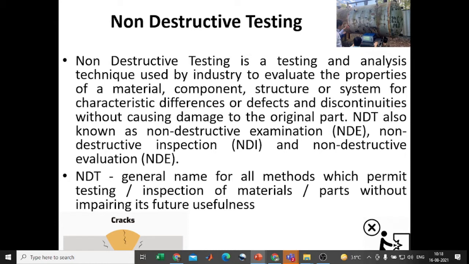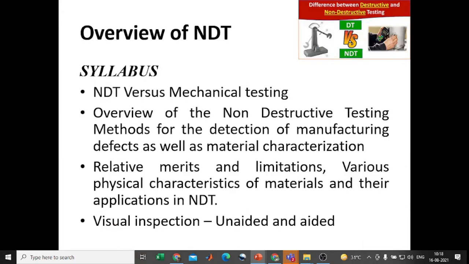So in non-destructive testing you can ensure the product performance without damaging the workpiece, and during service also you can examine the materials without damaging the workpiece material. So this is the main advantage available with non-destructive testing. So what are all the defects we can identify? What are all the things that are available with non-destructive testing?